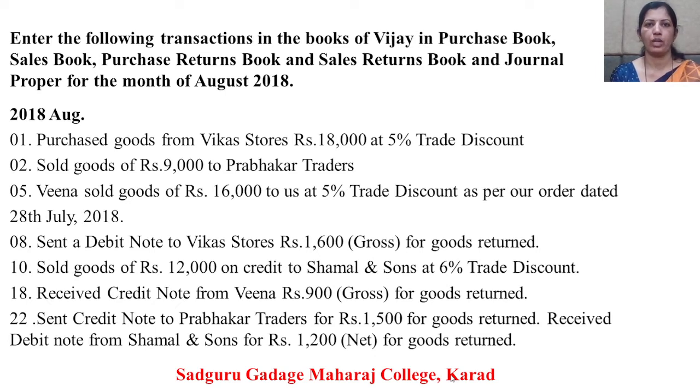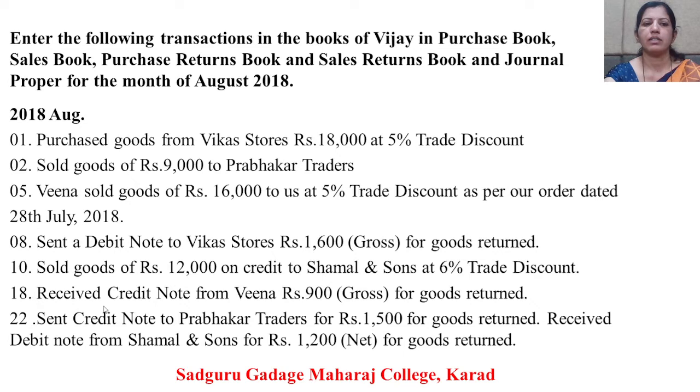Month and year August 2018. Date first. Purchased goods from Vikas stores rupees 18,000 at 5% trade discount. Second. Sold goods of rupees 9,000 to Prabhakar traders. Fifth. Veena sold goods of rupees 16,000 to us at 5% trade discount as per our order dated 28th July 2018. Next, date 8. Send a debit note to Vikas stores rupees 1,600 gross for goods returned. Then next, date 10. Sold goods of rupees 12,000 on credit to Shamlal and Sons at 6% trade discount.